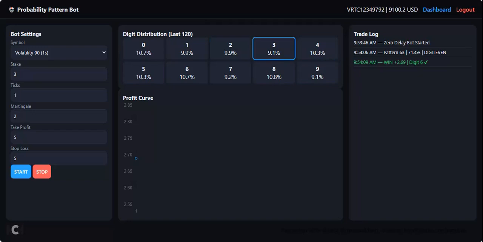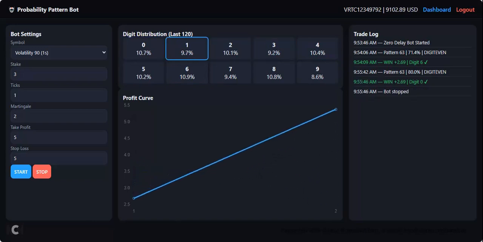The bot hits take profit of $5 from taking 2 trades of even odd, winning them both. The high winning rate of the bot displays the power of the statistics adopted in binary trading. The bot then automatically stops once the trading objective has been achieved.